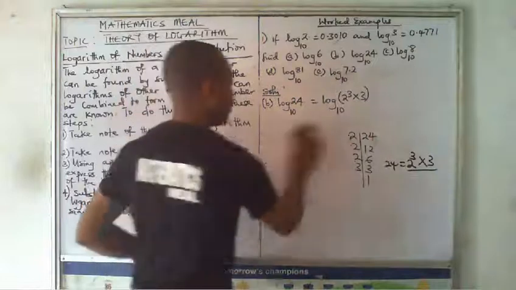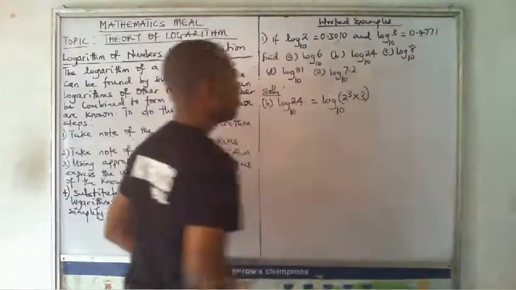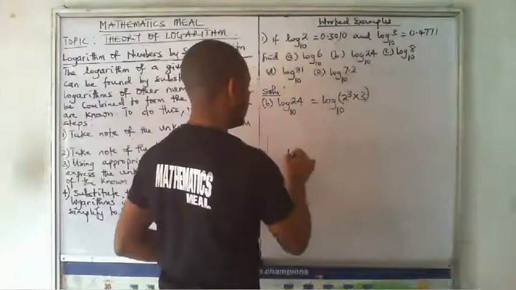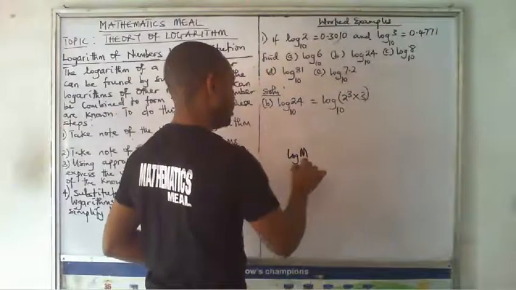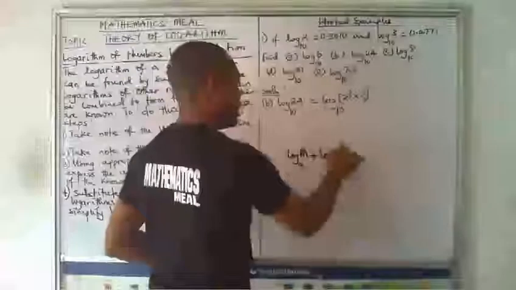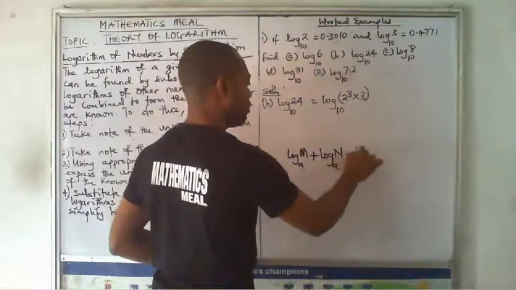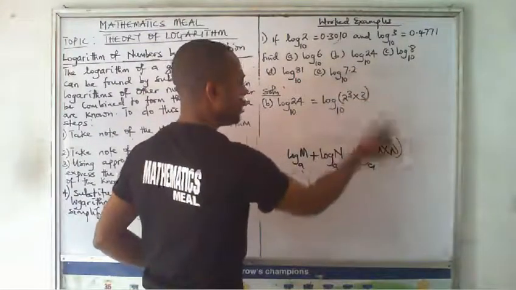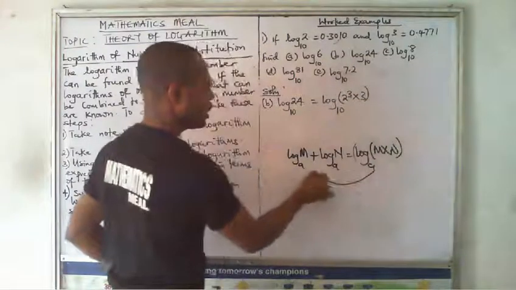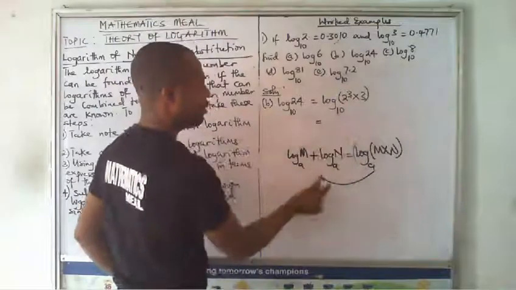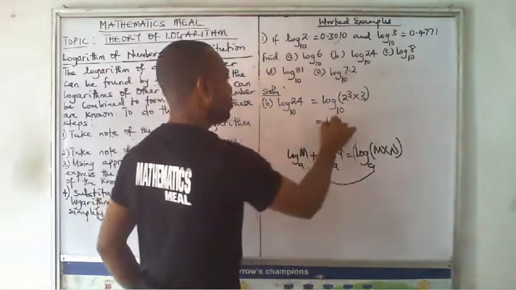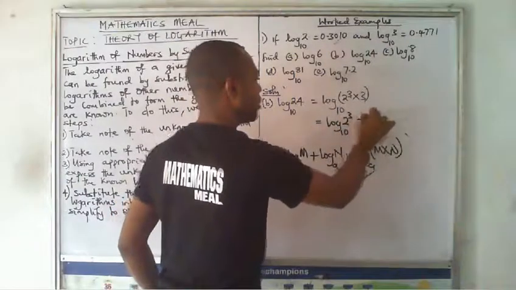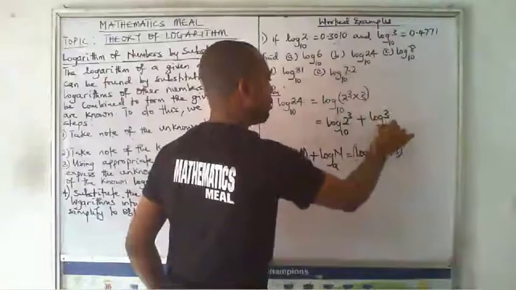At least we know how we arrived at that. So we move on, still applying the first law. We have done that before. Log m in base a plus log n in base a will give me log m times n in base a. So this is in this form. We write it as log 2 raised to the power 3 in base 10 plus log 3 in base 10.